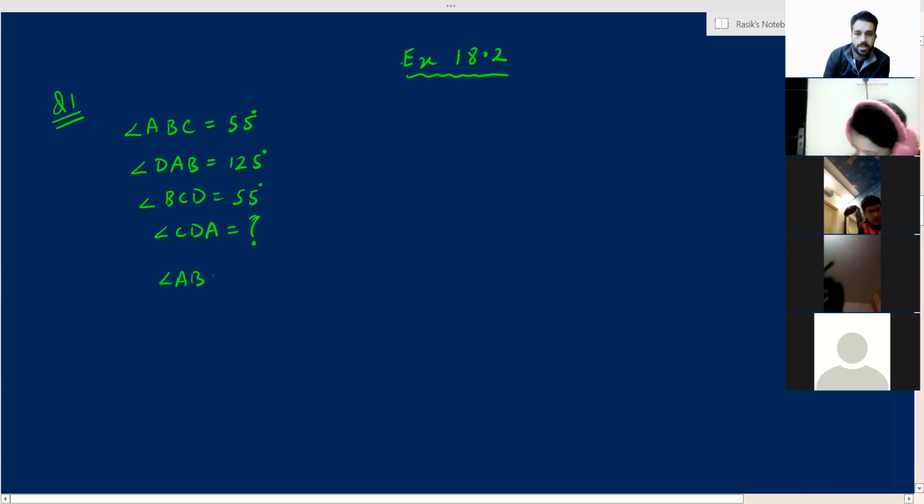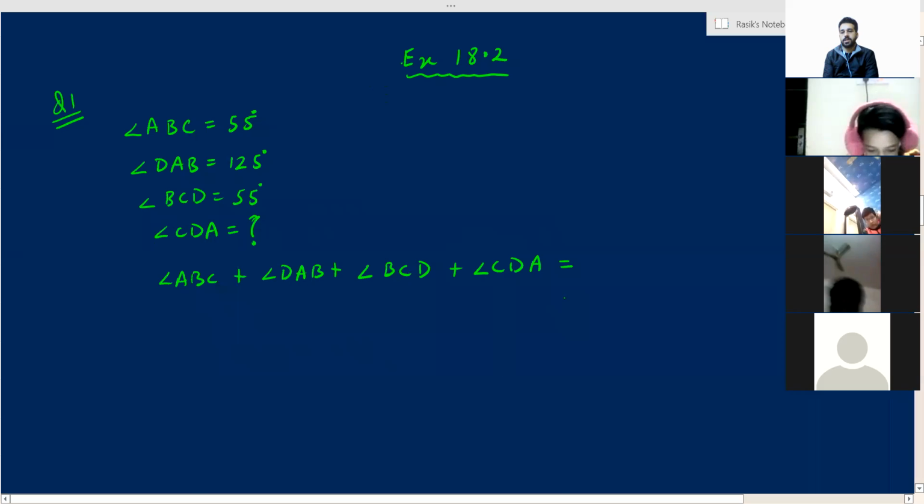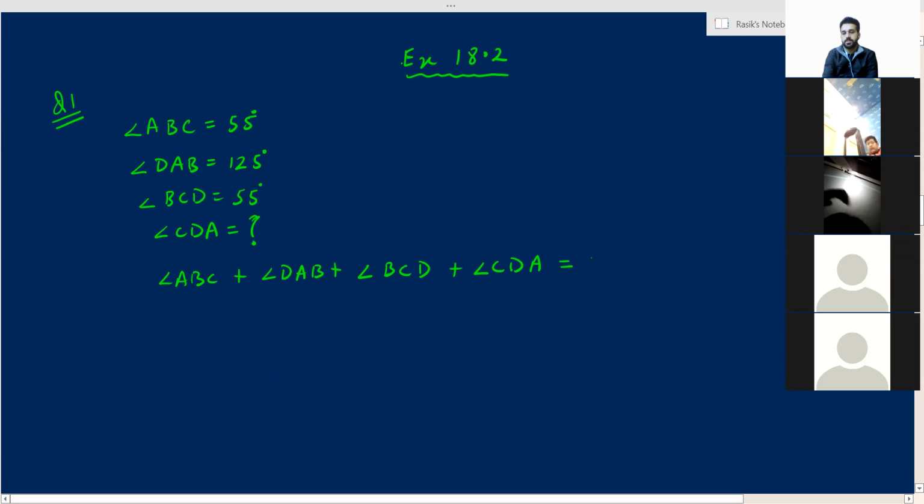Angle ABC plus angle DAB plus angle BCD plus angle CDA. We all know that if we add all the four angles of a quadrilateral, these are all the four angles, am I right? मैंने चारों angles लिख दिए यहाँ पर. So if I add all the four angles, what will come? What are we going to get? क्या मिलेगा हमको?